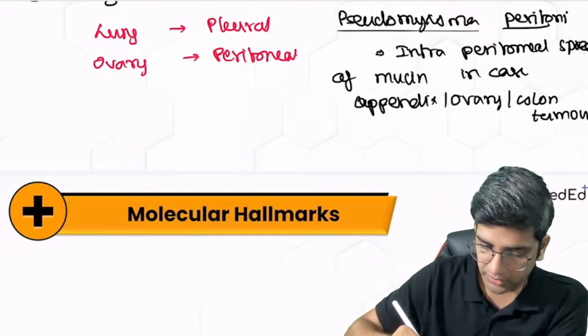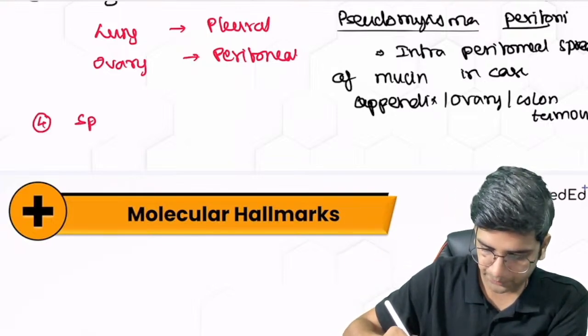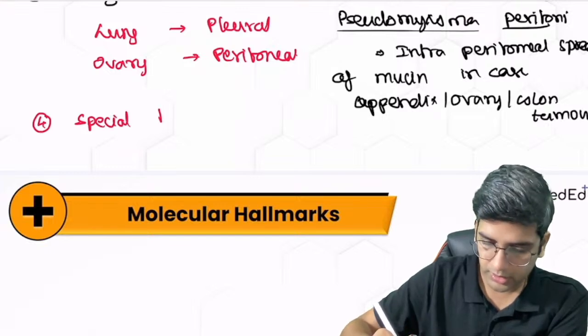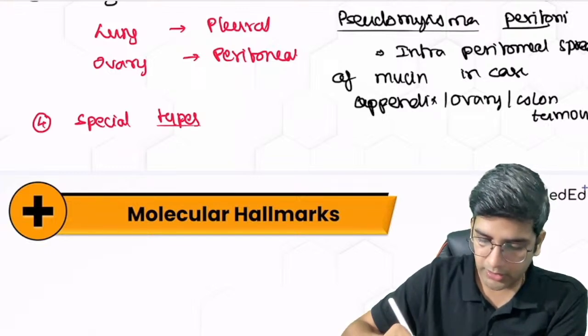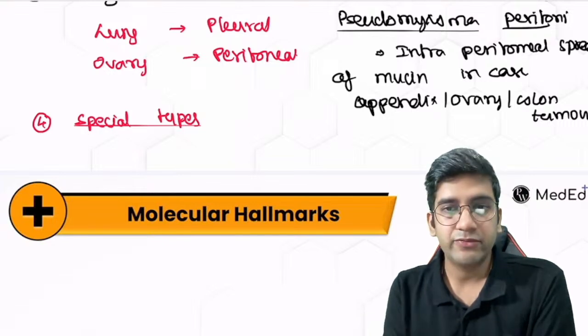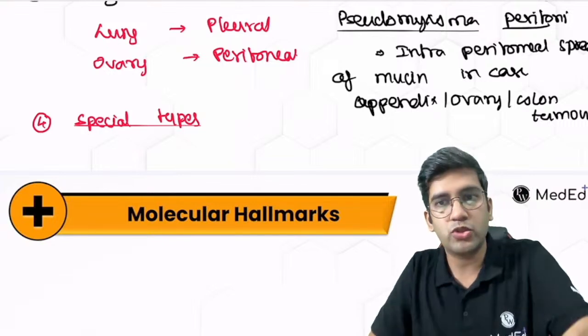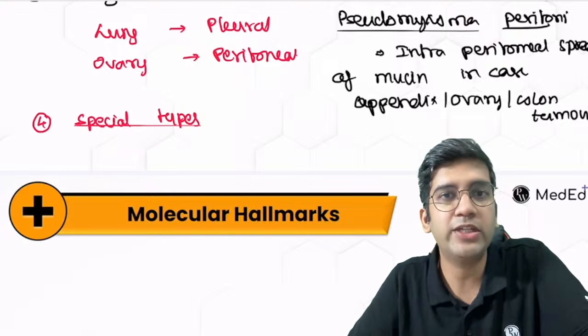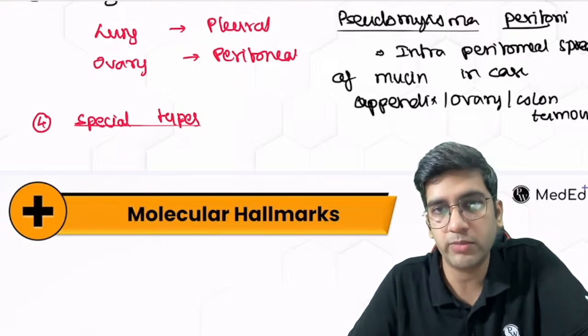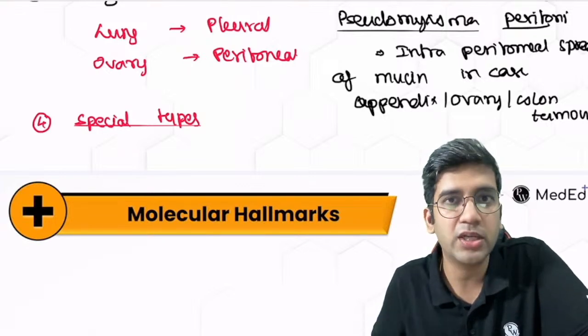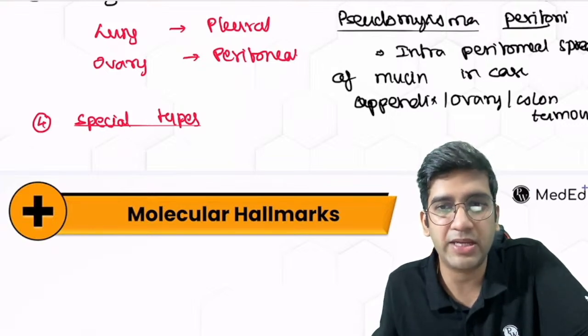The fourth one. The fourth one are your special types. Okay? Be happy. The term Krukenberg's tumor, you commented on Krukenberg's tumor, right? Can anyone tell me which is the organ involved in Krukenberg's tumor? Because that's something which is important. I want to emphasize that. That's why I'm asking.